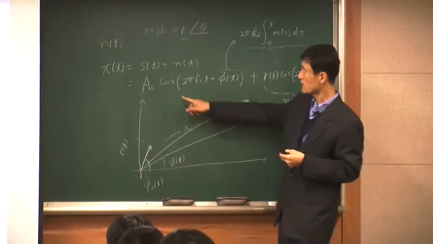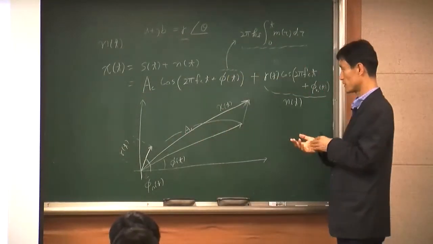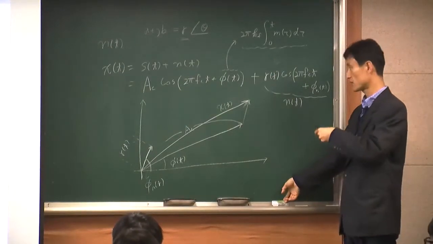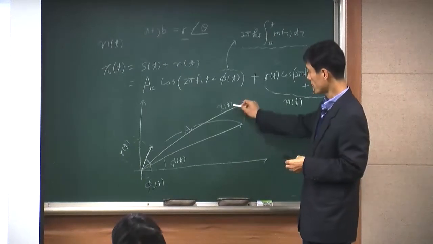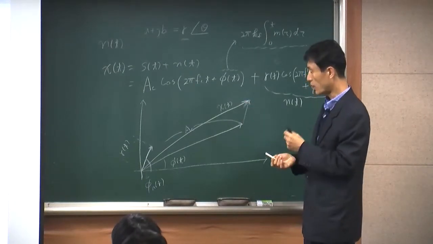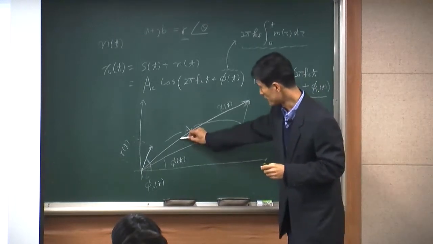That's xt, right? We are interested in looking at xt. That's what we are looking at here in the vector notation. We want to look a little bit more carefully at xt here, and what we are interested in. Eventually, what we want to find out is this angle.